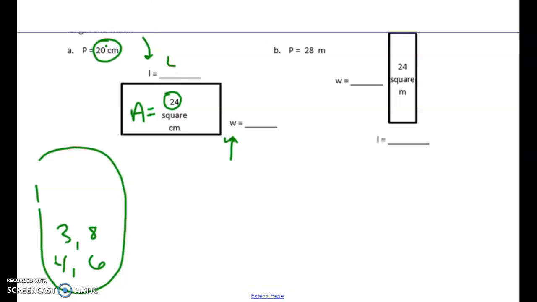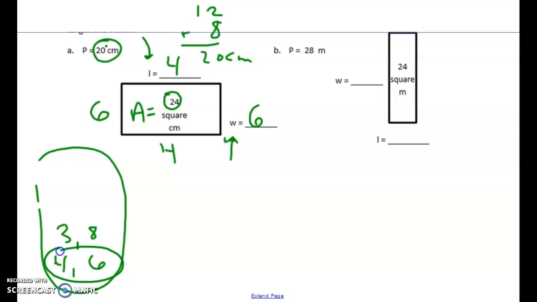So now we got to plug in 4 and 6 and see what we get. If 6 is on that side, that means 6 is on this side, and 4 is over here on the bottom. 4 plus 4 is 8. 6 plus 6 is 12. 12 plus 8 is going to be equal to 20 centimeters. So we know our length and our width are going to be 4 and 6 centimeters.